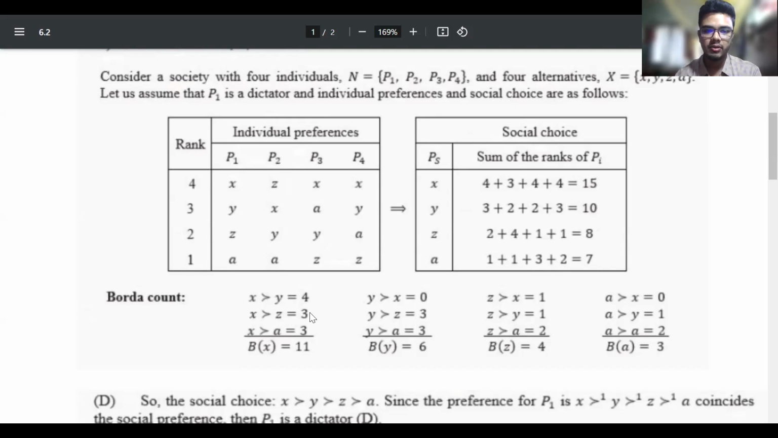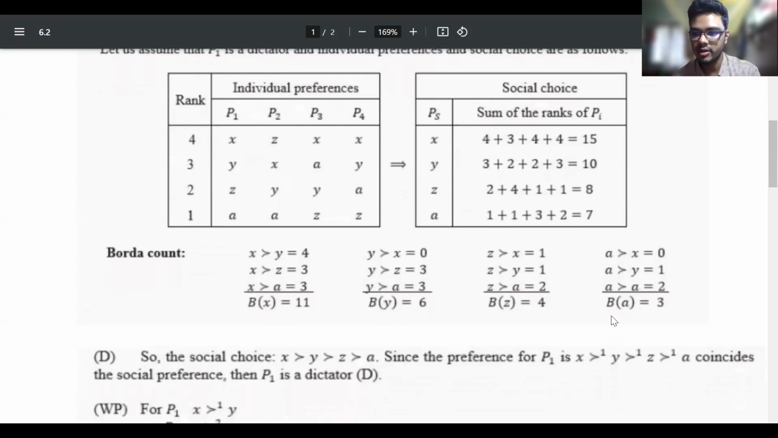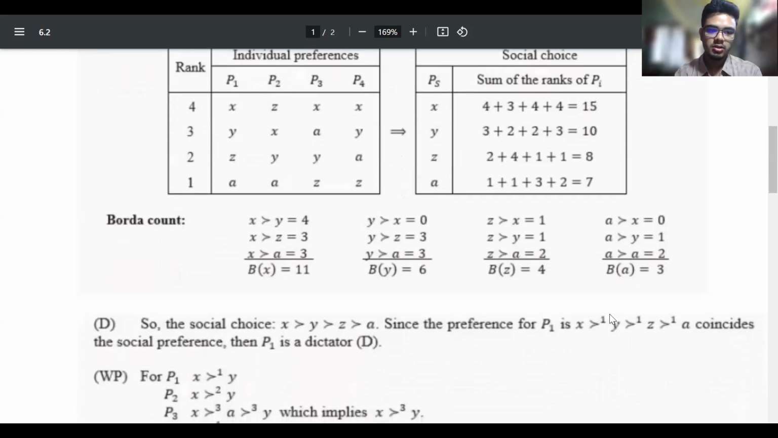In the same way, if we look at this table, we can find the value 3, and the same for all of these calculations. So if we add them, 4 plus 3 plus 3 plus 3, then we'll get 11. Then we'll calculate B of Y, B of Z, B of A. We'll get all of these calculations. It's a very simple way.